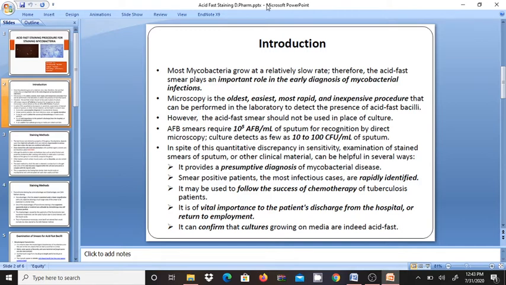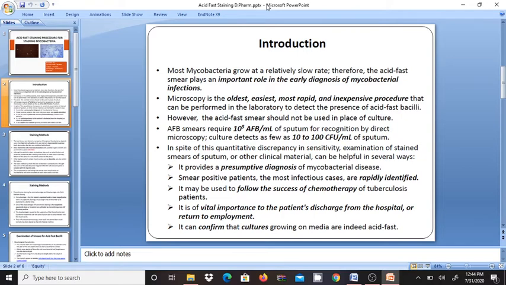AFB smears require 10^5 AFB per ml of sputum for recognition by direct microscopy. Culture detects as few as 10 to 100 CFU per ml of sputum. In spite of this quantitative discrepancy in sensitivity, examination of stained smears of sputum or other clinical material can be helpful in several ways. It provides a presumptive diagnosis of mycobacterial disease.